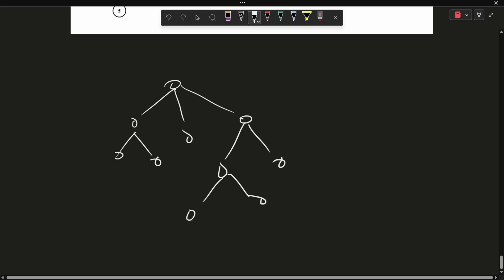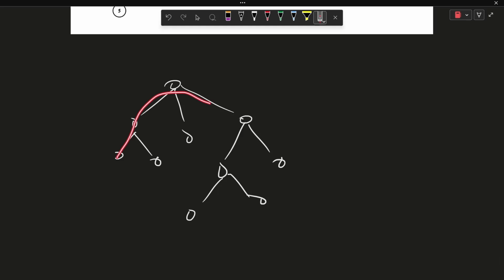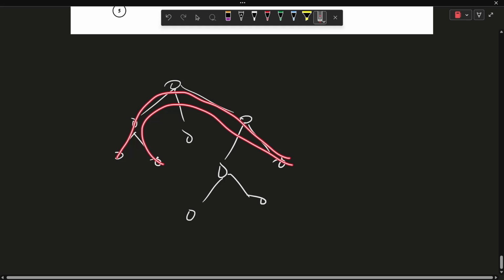Now how would you compute its diameter? So what you basically do is compute the diameter. The diameter is basically the longest path you can have in your tree. It can be this, that, any path. So the longest path you can have in your tree.